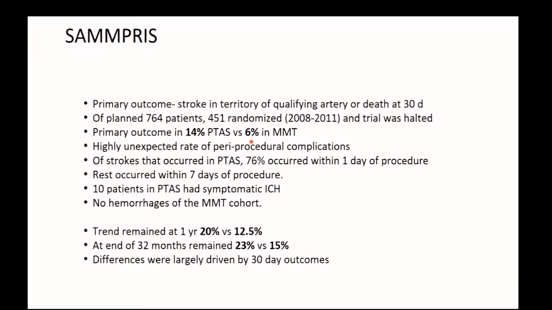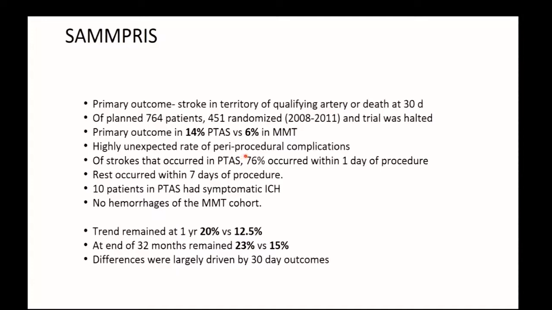So remember, the two registries for the Wingspan reported a 6% risk of complication, so 14% was a very shocking number at that point. The highly unexpected rate of peri-procedural complication, the 14%, was driven mainly by complications during the procedure itself. If they had managed to decrease these complications, they would have ended up with a number like the maximal medical management group.